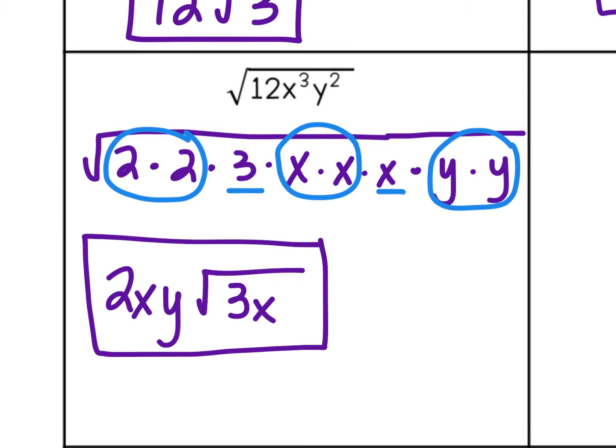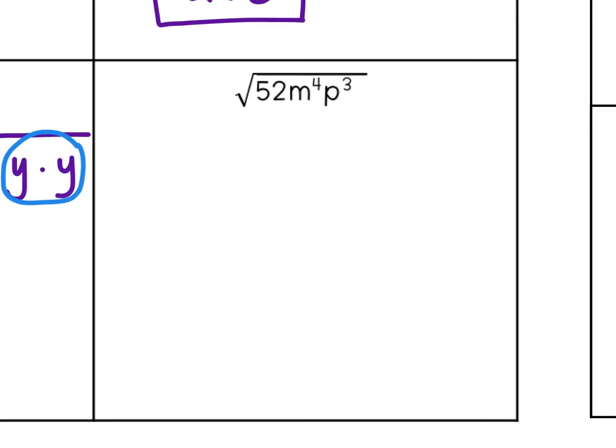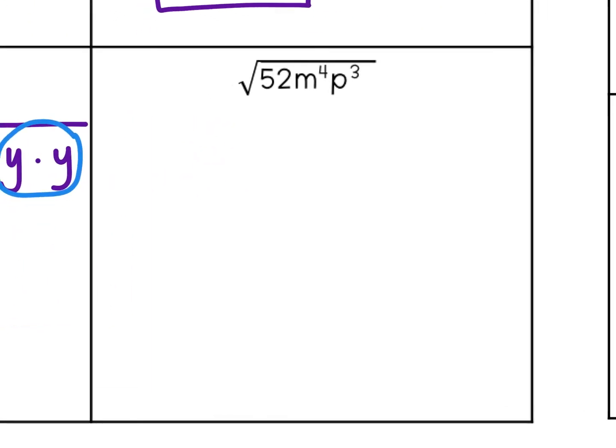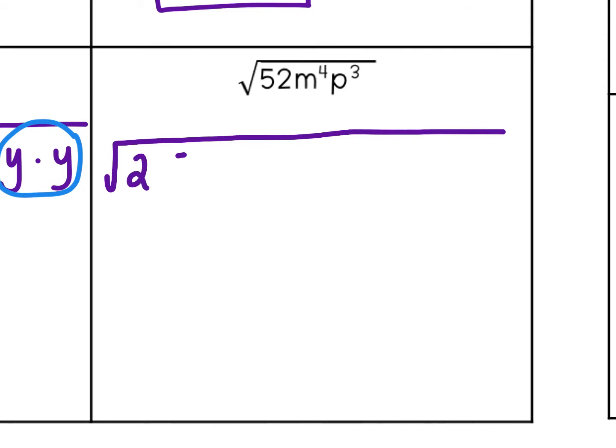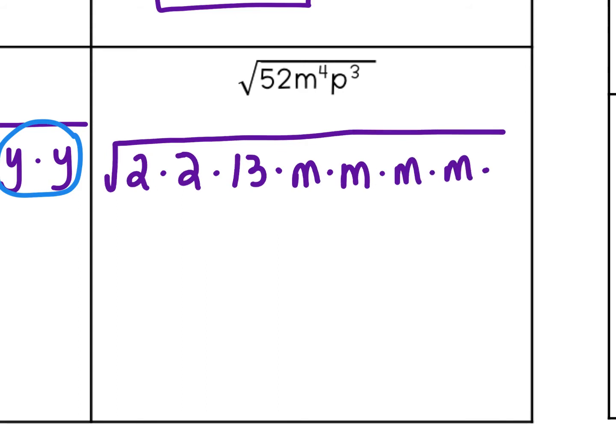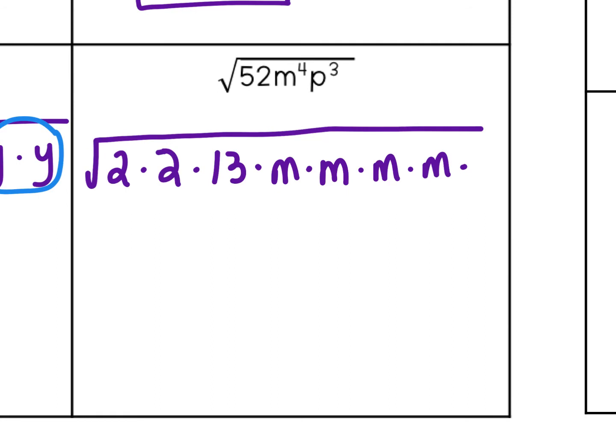Okay, and one more example. 52 m to the 4th power p to the 3rd power. Do menu 2, 3, type in 52 to get the factors, and I get 2 times 2 times 13. And now for the letters, m to the 4th power means that m is going to be there 4 times. P to the 3rd power means p is there 3 times.